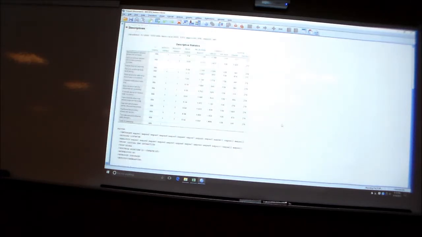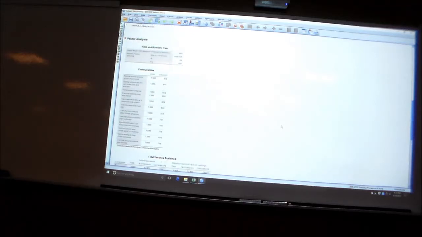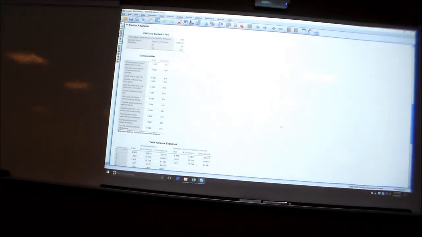So, in our output, the first thing we get is the KMO and Bartlett's test. Our KMO is giving us a value of 0.883. Again, anything above 0.8 we considered excellent. Anything above 0.6 we said was adequate. So this is good. It's suggesting that there's covariance among these items that is worth running through a factor analysis.